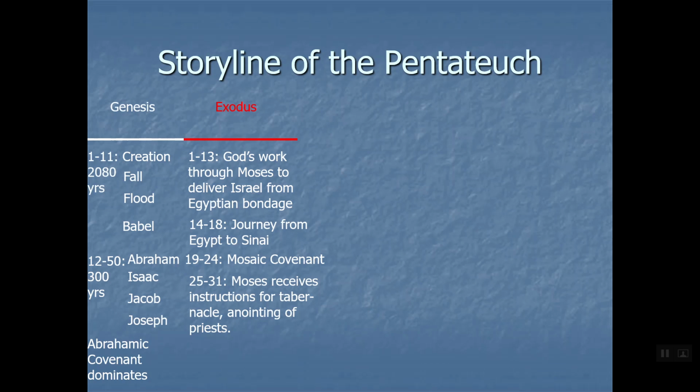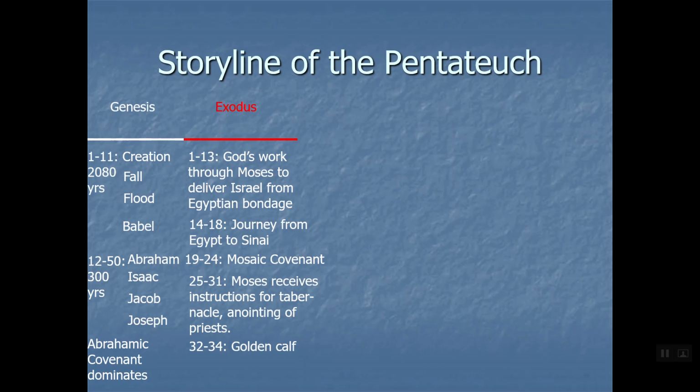That's 1 through 13. 14 through 18 is the journey from Egypt down to Mount Sinai. I won't say much about that right now, and we'll look at all of this in more detail as we go through each individual book, but I will show you on the map a little bit about that journey.